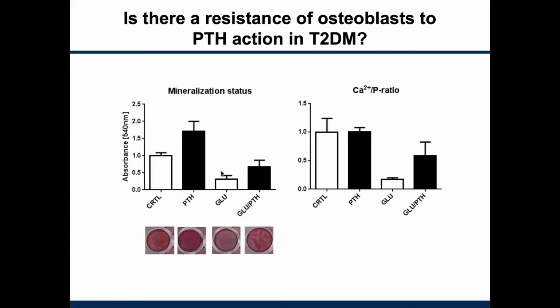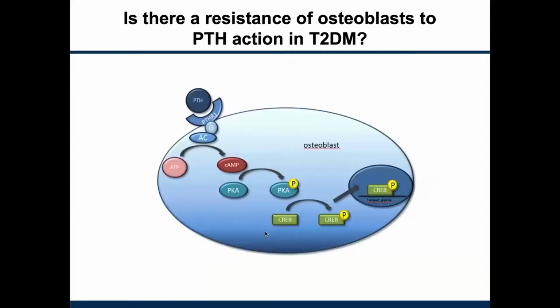So we have done some cell cultures with osteoblasts, where we treated them with intermittent PTH, high levels of glucose, or a combination. And you can see both in the mineralization status and the calcium phosphate ratio that first of all, there is a quite profound suppression of mineralization in the high glucose treatment group, but the combination with PTH is by far not able to really get up to the levels of control treated cells, like the non-high glucose treatment group.